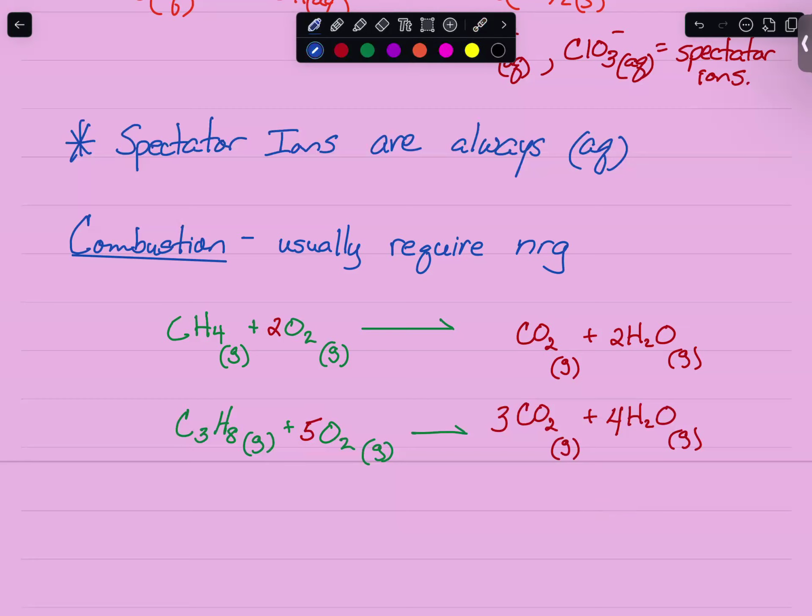So if it says, what are the spectator ions? There are no spectator ions for combustion. The only time we're going to have spectator ions are going to be in single replacement and double replacement reactions. So those are states of matter and net ionic equations for all five types of reactions.